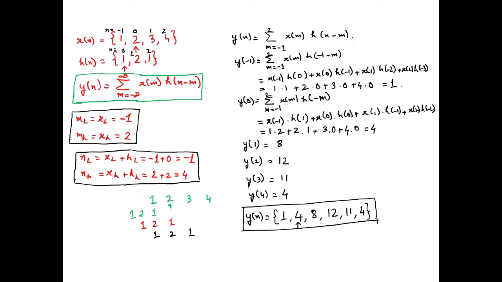Now we come to the mathematical equation. We have understood what is happening in the convolution. Now we need to get into the mathematical equation, which is called the convolution sum equation. The equation is this one. y[n] is equal to the summation of m equals minus infinity to infinity of x[m] multiplied by h[n minus m].